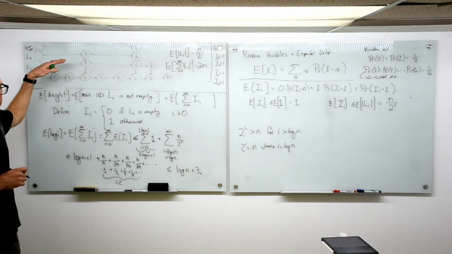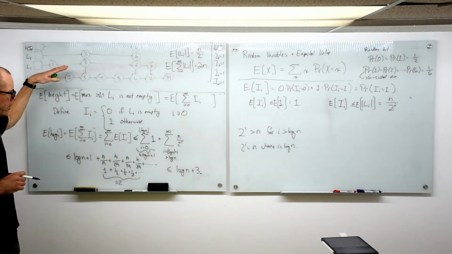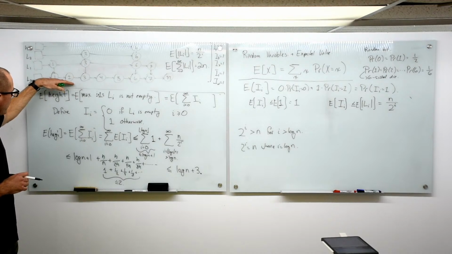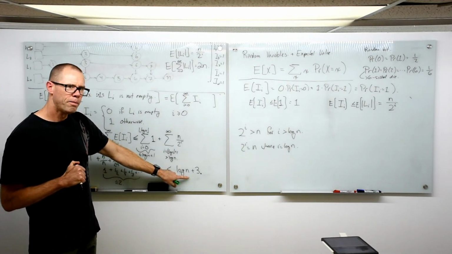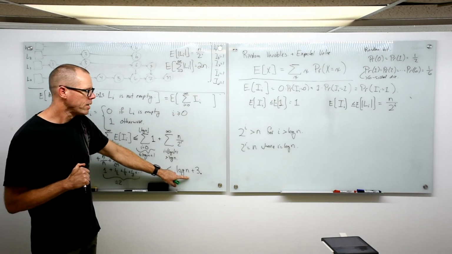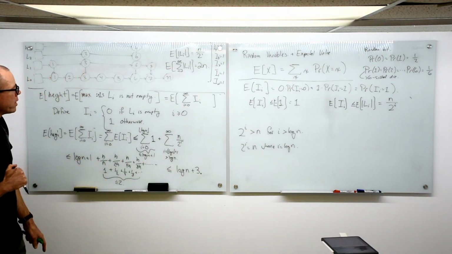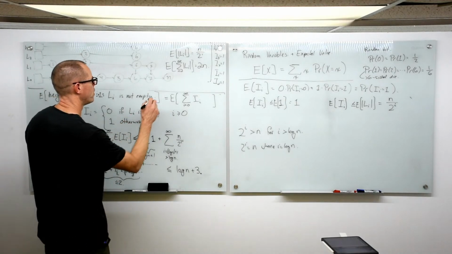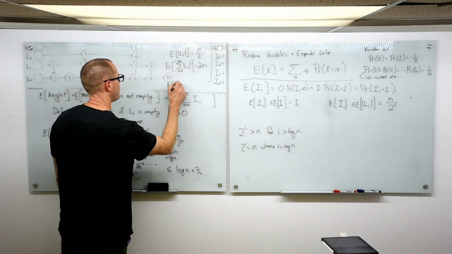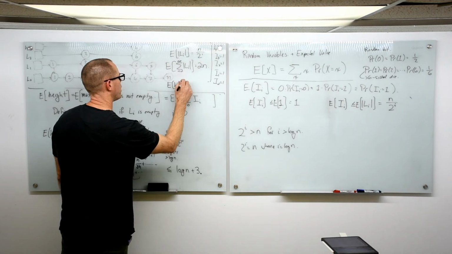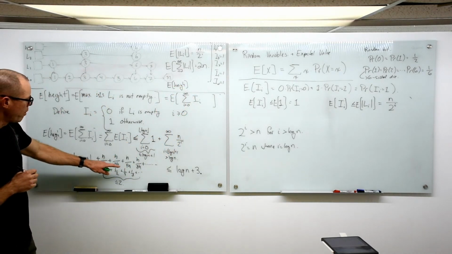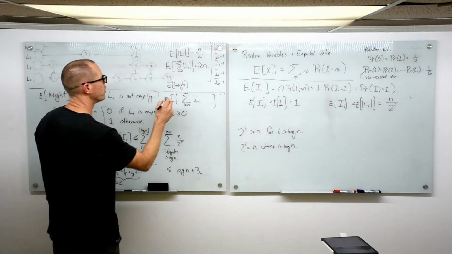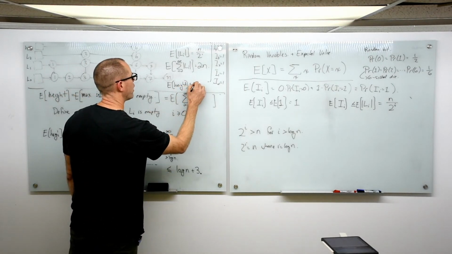And this is non-trivial. So to get that the expected height is less than or equal to log n, that's saying something. So let's write that down. The expected height, we weren't that careful. We managed to prove that it's less than or equal to log n plus 3.